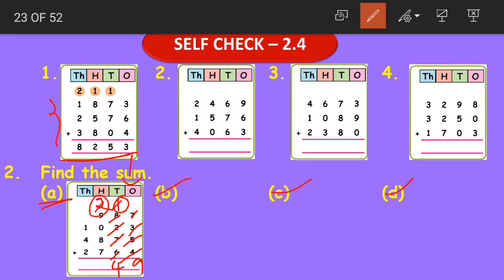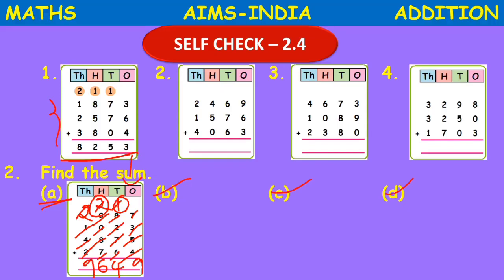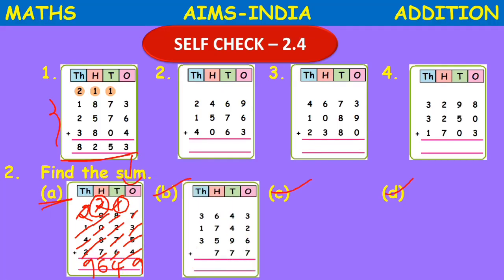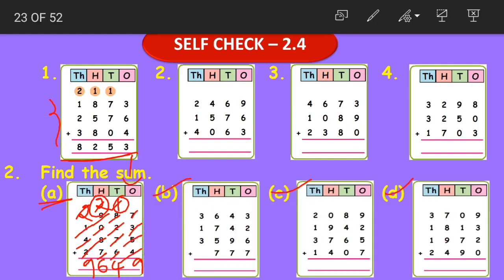And in hundreds place we have 2 plus 9, 11. 11 plus 0 becomes 11 and 11 plus 8 becomes 19. 19 plus 7 becomes 26. So 2 gets carried. Again in the thousands place we have 2 plus 1, 3. 3 plus 4, 7. 7 plus 2, 9. So 9649 is the answer. Now look at question number B, C and D.